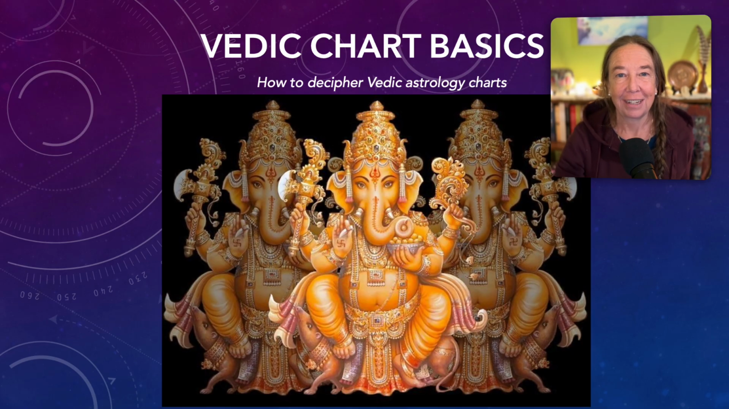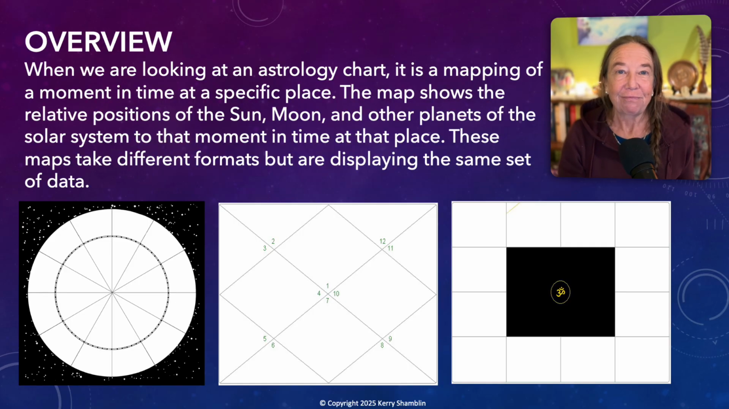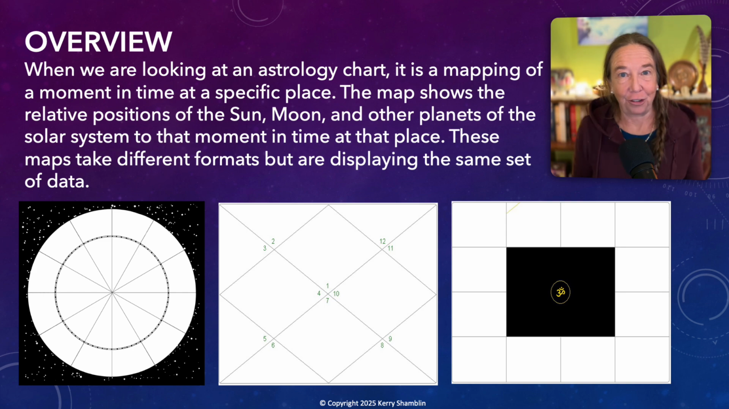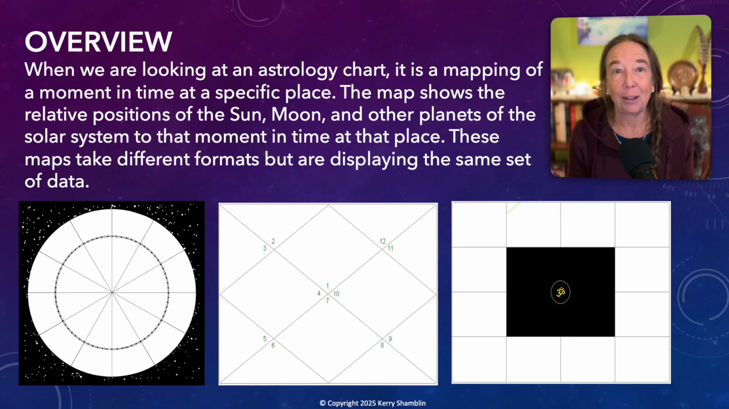So, when we are looking at one of these charts, to me, it is a mapping of a moment in time in a specific place. And the map shows the relative positions of the sun, the moon, and the other planets in the solar system at that moment and at that place. So the maps take different formats, but they're all displaying the same data.